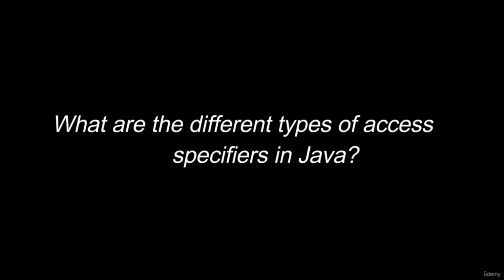What are the different types of access specifiers in Java? Java has 4 different types of access specifiers: public, protected, default, and private. Public. It is visible to any class in any package. We can declare public access type for class, variable, or method.